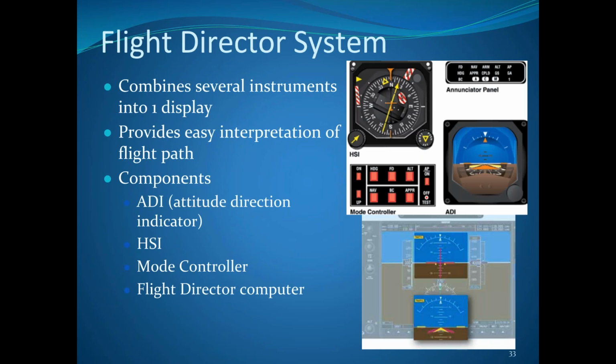Flight Director Systems combines several instruments into one display, provides easy interpretation of our flight path, and the components are your ADI, HSI, and mode controller, and then your Flight Director computer. So this is what it would look like in our CRJs. But basically it combines everything and puts it into one easy to read display.